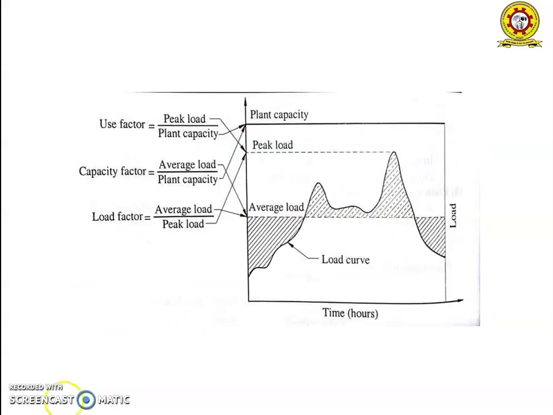So this is a graph representation, with load on the y-axis and time on the x-axis. If we plot a load curve, this is the average load and this is the highest load, that is the peak load, and this represents the plant capacity. So use factor is equal to peak load by plant capacity. And capacity factor is equal to average load by plant capacity. So this is the capacity of the plant. Then the load factor is equal to average load by peak load. So this is the load factor representation.